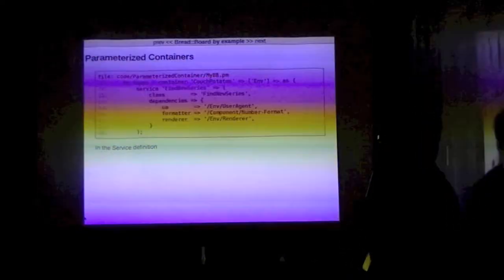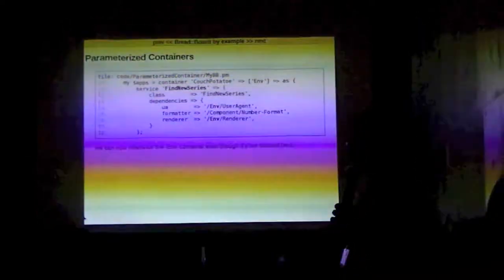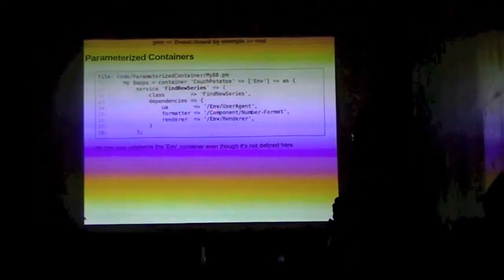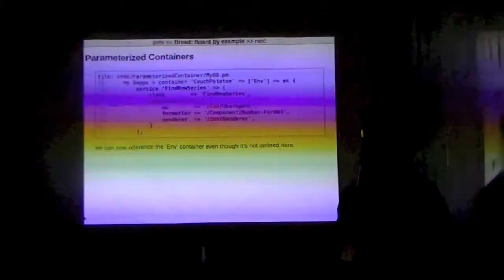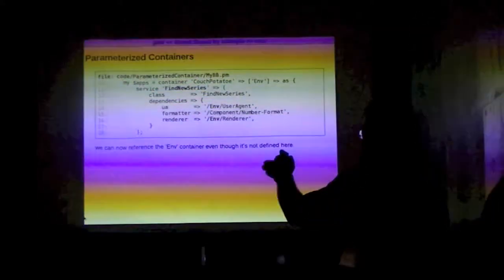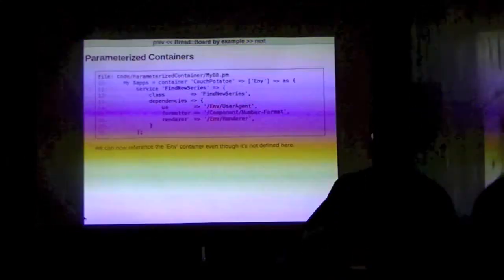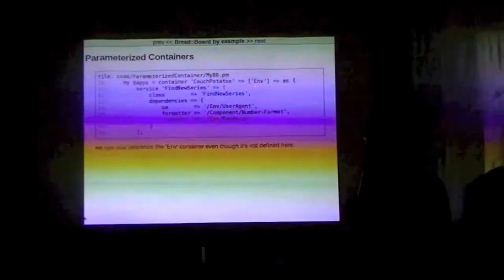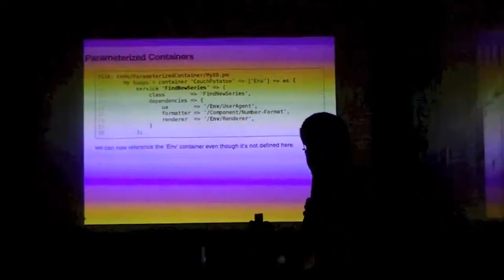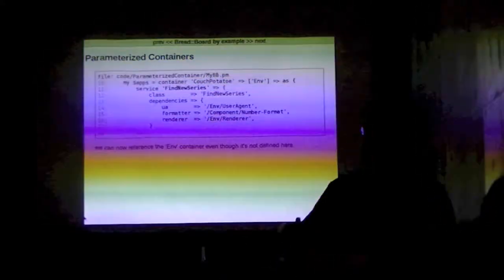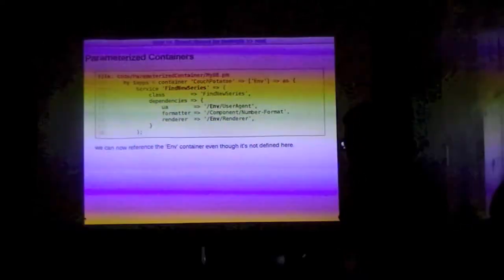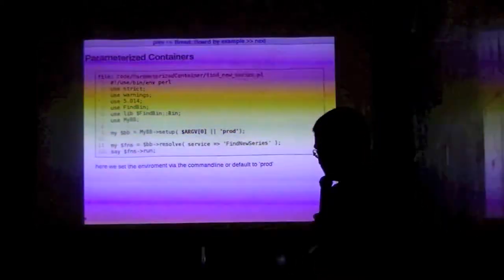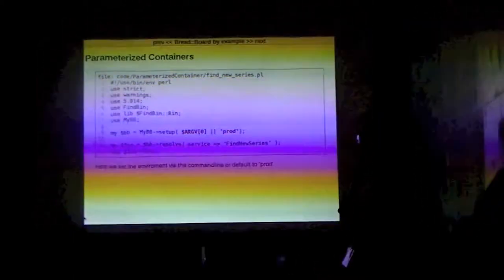And here you can see, hopefully, that now in the generic container, I use env user agent and env renderer. And this env will resolve to either what I define in the production container or the development container, depending on what I'm passing. And the nice thing is that this name here is defined here and here, and so I can plug in different things depending on my environment. Yeah, this is just a simple example of how to define the environment.